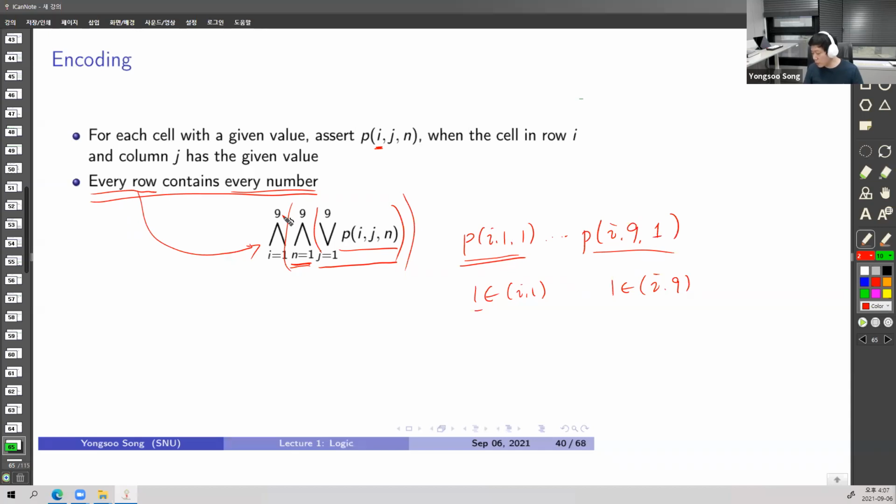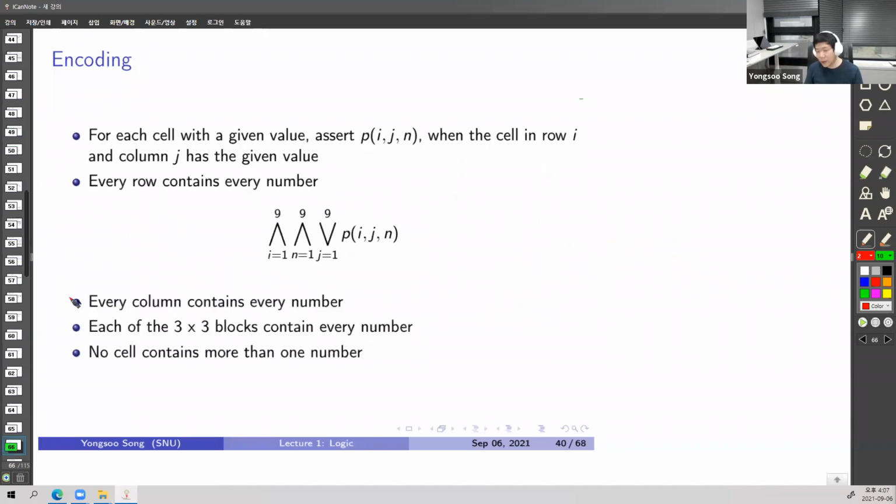So please try at home to represent these other conditions using the SAT problem. Every column contains every number from 1 to 9. Probably the second one will have a very similar form to the first condition, but the third and fourth conditions will be a little bit different.